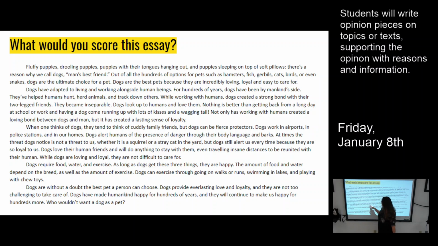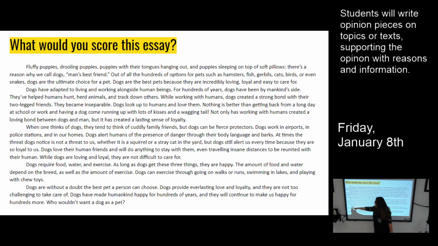Dogs love their human friends and will do anything to stay with them, even traveling insane distances to be reunited with their human. While dogs are loving and loyal, they are not difficult to care for. Okay, so this paragraph was all about them being loving, but it gave a lot more information. This one's about loyal, and it gave a lot of details about how they're loyal.